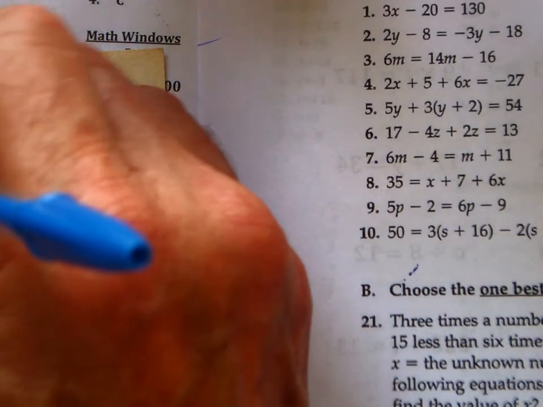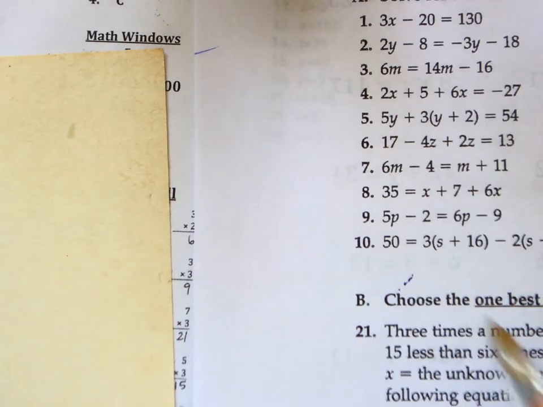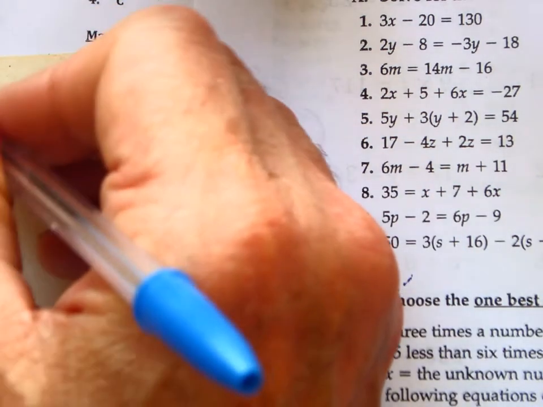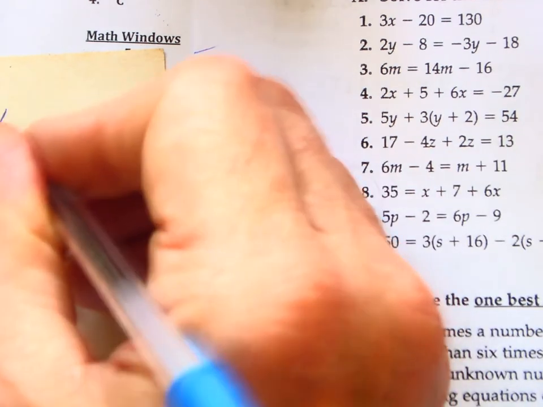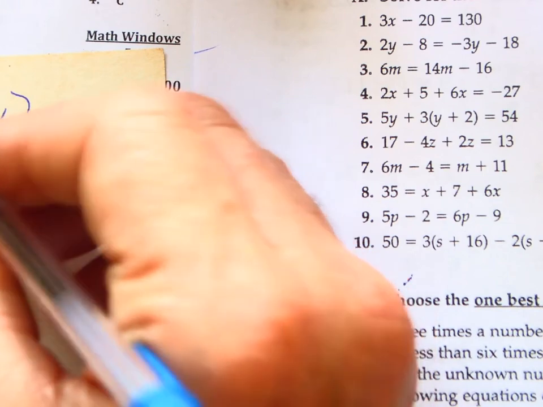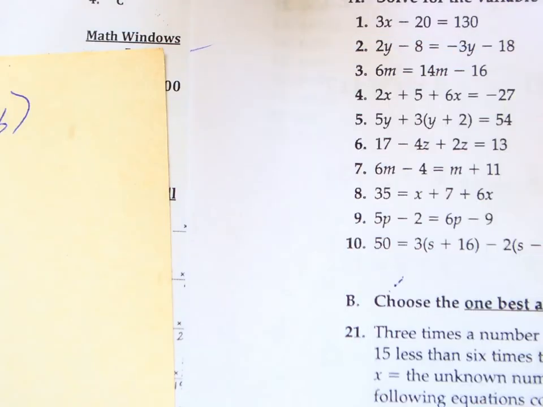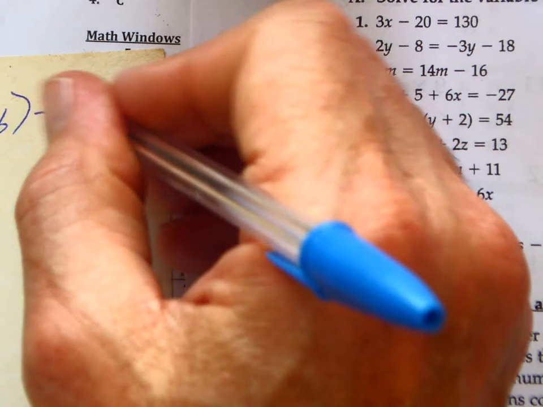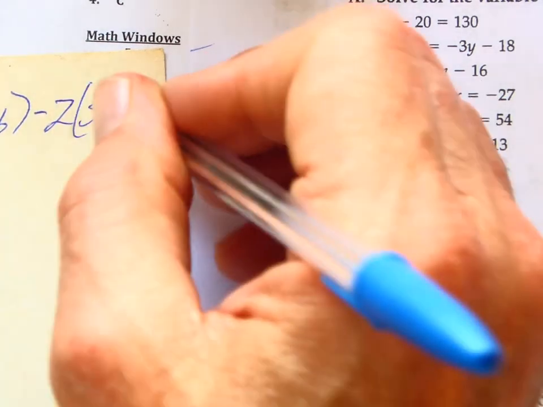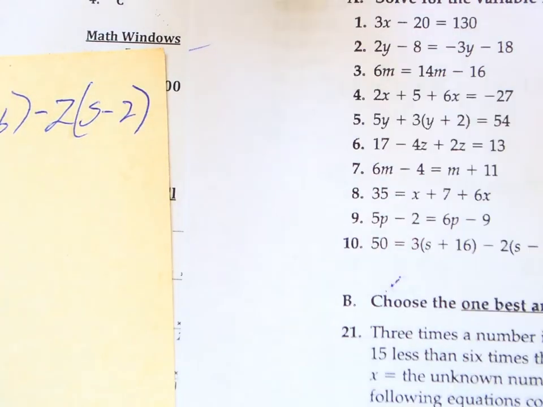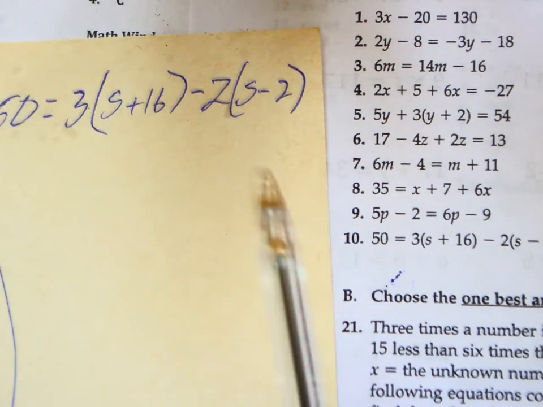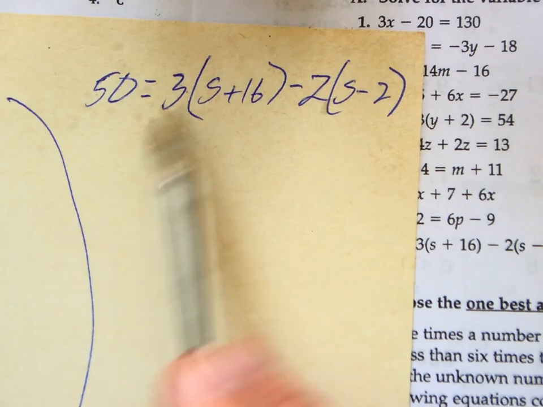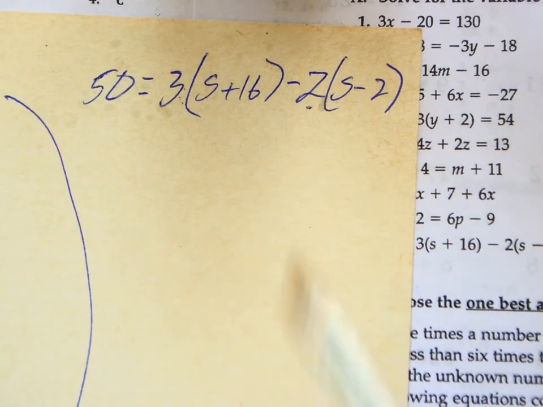50 equals 3 times, when they don't put anything, that means multiply. And the parentheses means you have to multiply it times the s and the 16, which means you have to multiply the 3 times the s and the 3 times the 16. You have to multiply it times both. Minus 2 times s minus 2. This looks pretty complicated, but if we multiply these out, then we can combine them. So that's what we're going to do. We're going to multiply this 3 and this 2 out here, and then we can combine.